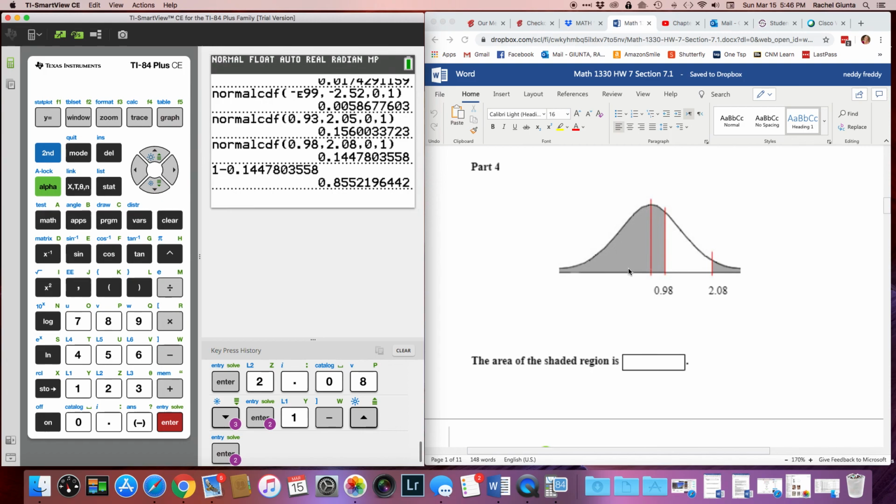The next example is going to be similar to this, but without the pictures. It'll say area to the left, right, between.